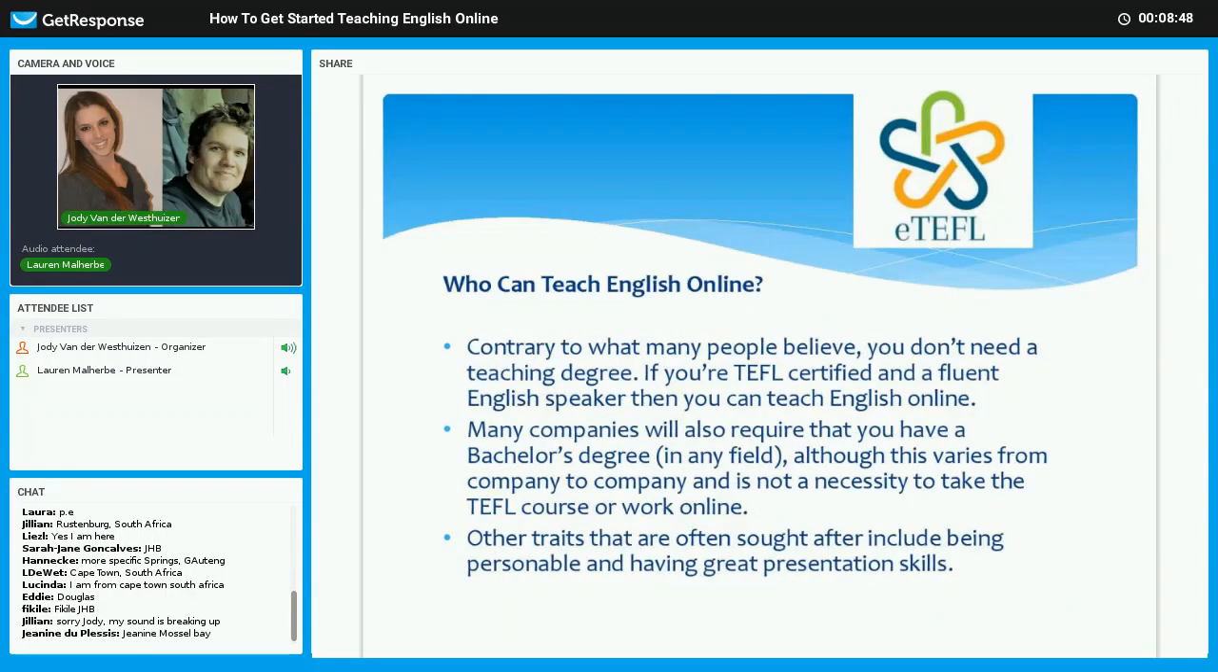So who can teach English online? Contrary to what many people believe, you don't need a teaching degree. If you're TEFL certified and a fluent speaker of English, then you can teach English online. Many companies will also require that you have a degree, although this varies from company to company, and it is not a necessity to take the course or to work online. I've helped many people who do not have degrees get work online. Other traits that are often sought after include being personable and having great presentation skills.